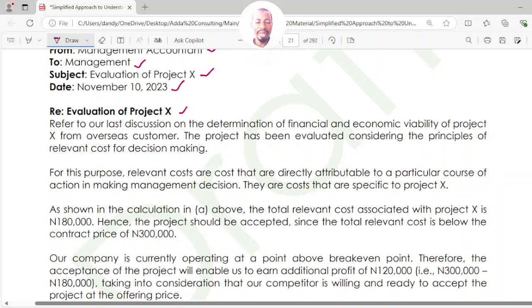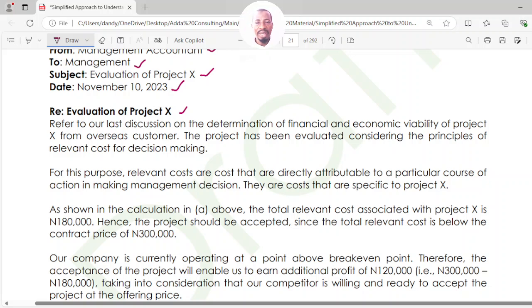I've told the management that, based on our last discussion on this Project X, I have evaluated the project, taking into consideration the principle of relevant costing in making managerial decisions. I've told management that my recommendation is based on the principle of relevant costing. But the management I'm writing to may not be well versed in the meaning of relevant costing.